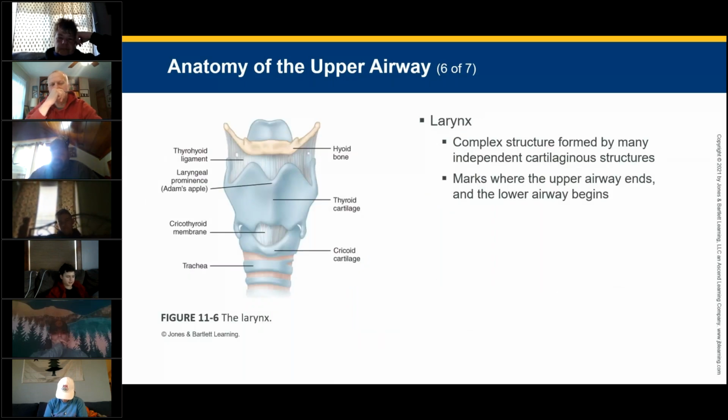So here's the larynx. The larynx is a complex structure formed by many independent cartilaginous structures. That's a fun word. Made of cartilage is effectively what they're getting at there. It marks where the upper airway ends and the lower airway begins. So this is your dividing point. You can see you've got your thyroid cartilage, your cricoid membrane. So right in that area is where your Adam's apple lies. The trachea is down at the very bottom.